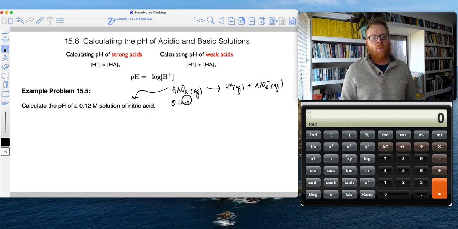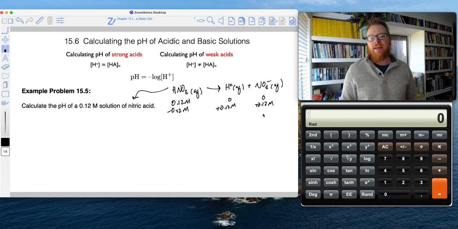So 0.12 molar, but that's for the nitric acid. What we really need is the concentration of H plus, okay? And because this reacts completely, I'm going to set up a mini little ice table, even though this is not an equilibrium reaction. We know that all of this is going to react because it's a strong acid.